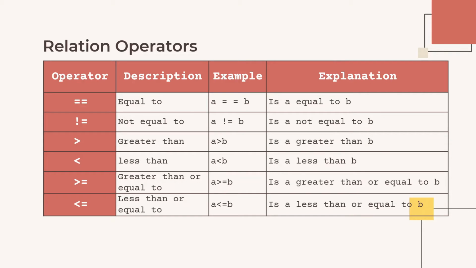And then the other operator is the relation operator. The relation operator can be used to see the relation between two variables. You can see in this table, the relation operator can be used to know if A is equal to B, A not equal to B, A greater than B, A less than B, A greater than or equal to B, or A less than or equal to B. So we can use the relation operator to see the relation between two operands.